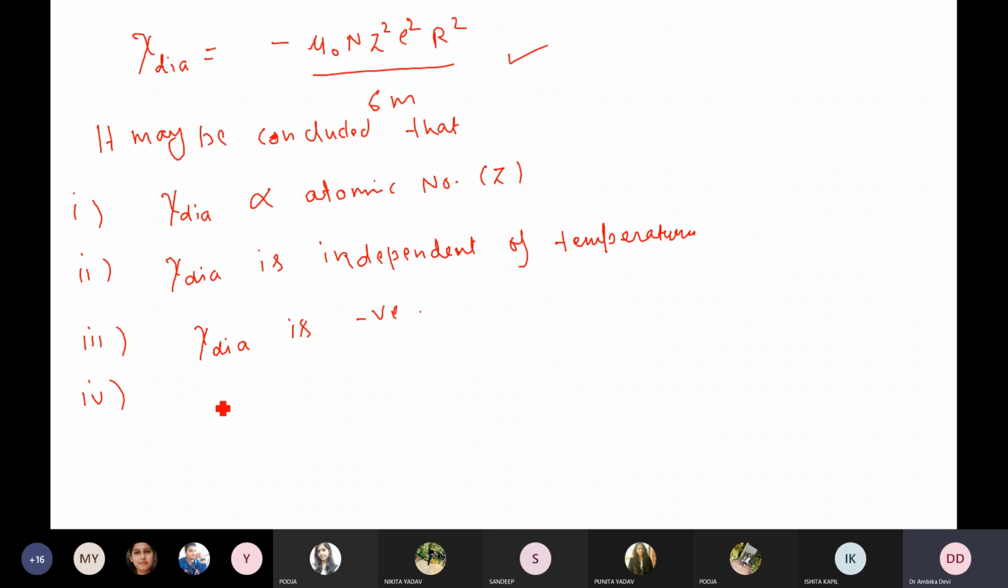Then this diamagnetic susceptibility for most of the diamagnetic materials is small, and this is of the order of 10 raised to power minus 6. So r square, most of the time we take r square as the Bohr radius.